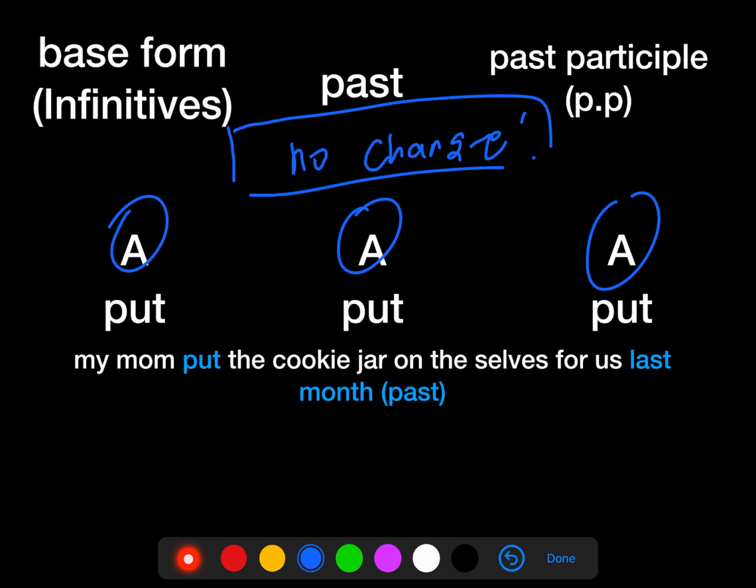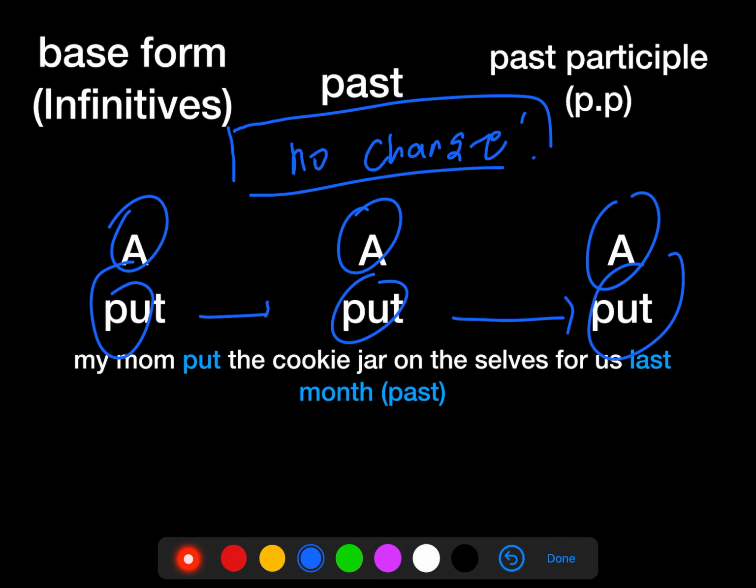No, not changing in every time tense. For example, the base form was put, the past was put, and the past participle was put as well. So there's no change in this one. For example, my mom put the cookie jar on the shelves for us last month.